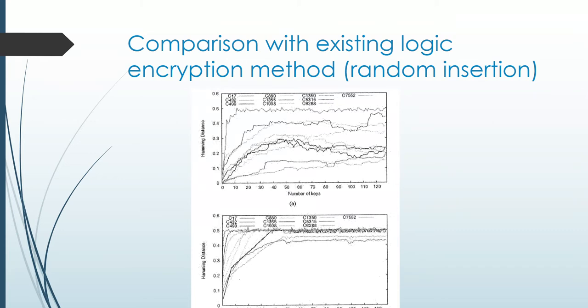We can see that the previous method, which is the upper image, produces 0.5 Hamming distance, which is the desired effect, with a very high number of keys, which means a very high number of gates, which means much area and power overhead. While the presented method has achieved this effect of 0.5 Hamming distance with a much lower number of keys.